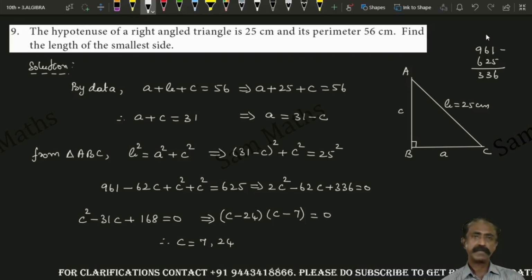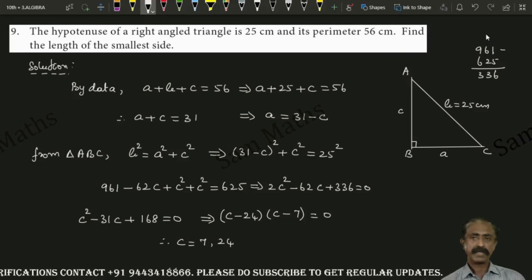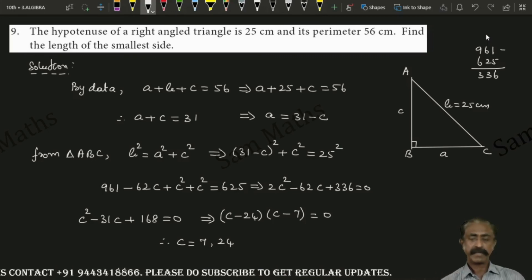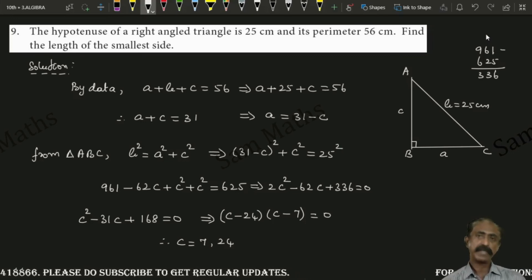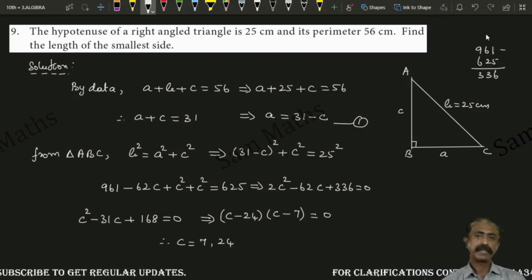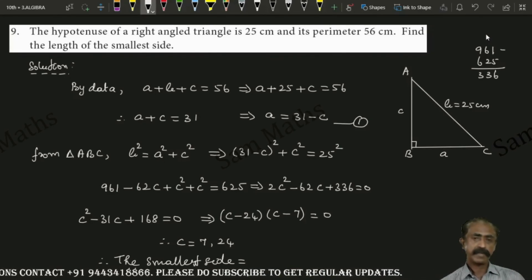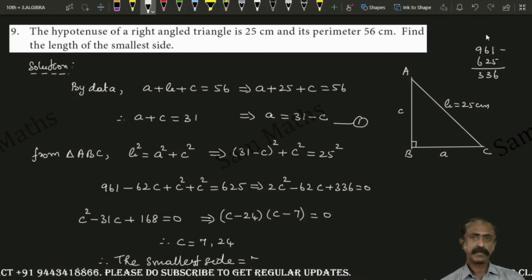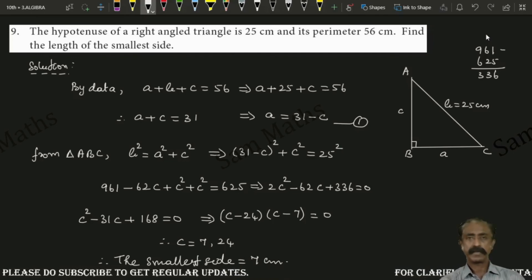What's required? Find the length of the smaller side. The smaller side is 7 you can take, or if you are substituting 24 in the first equation, at that time we will get a is 7. Whatever may be, the smaller side is 7. Therefore, the smaller side is equal to 7 centimeters. This is the required answer.